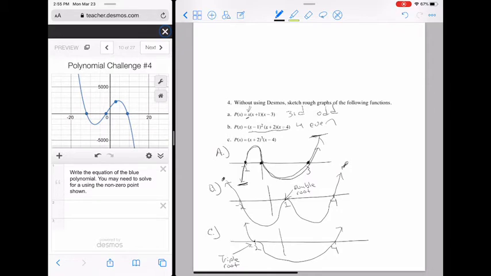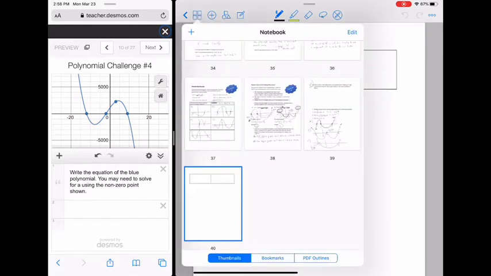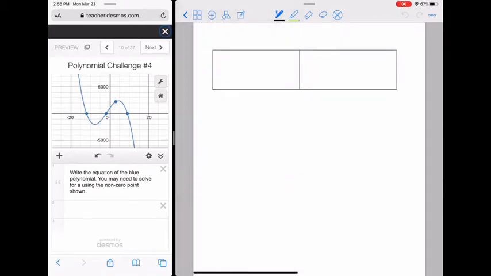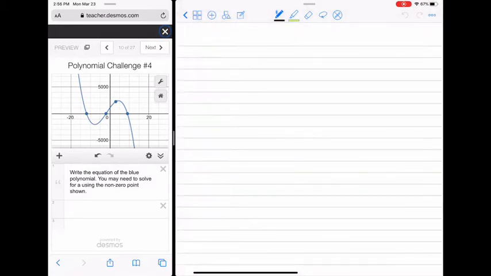And finally, you can see the answer for C right there. I'm not going to go through that one as well. So that is challenge 4. Let me go ahead. Oops, wrong thing. Let me go ahead and add a page. Boom, boom. Now let's talk about this Desmos, okay?